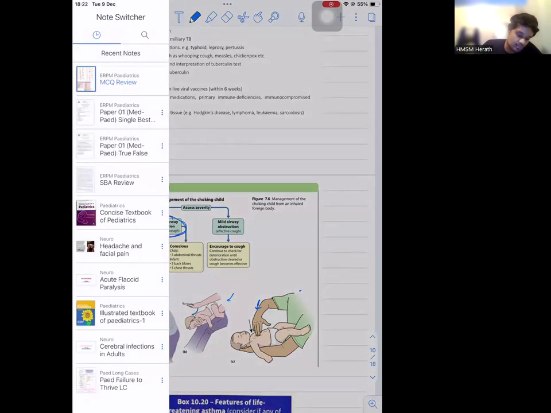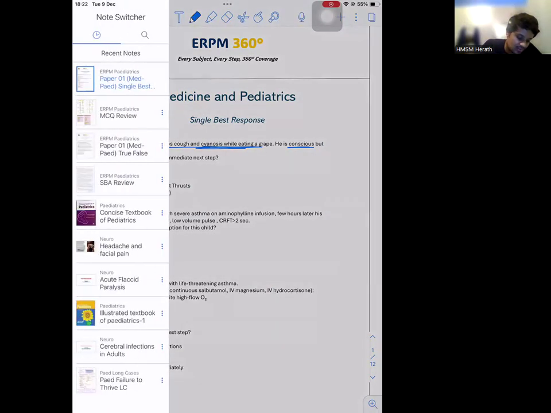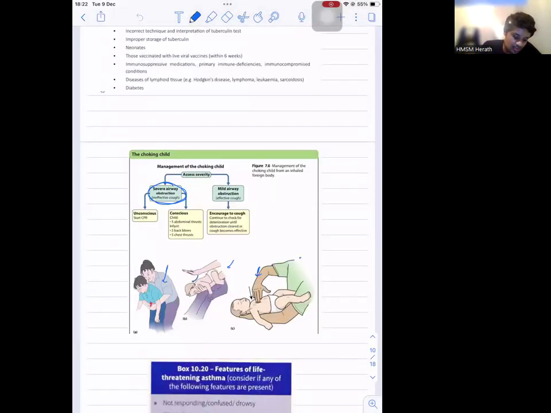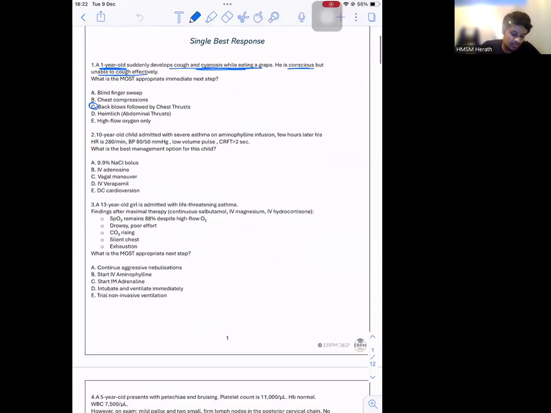The question they're asking about is a 1 year old child who develops cough and cyanosis while eating a grape, is conscious but unable to cough, right? Therefore, we have to do one of those maneuvers. Since this is a 1 year old child, we can't go for abdominal thrusts. Therefore, the answer is back blows followed by chest thrusts, right? It's always easier when you go with this flow chart. Okay.